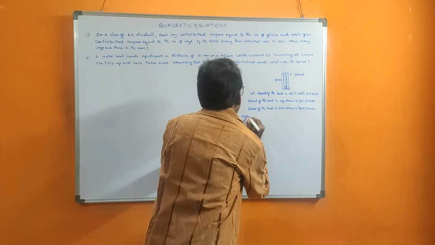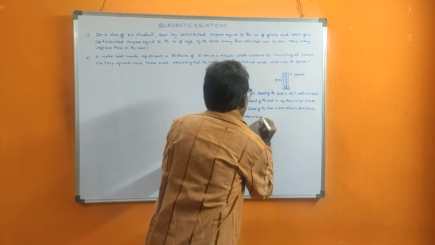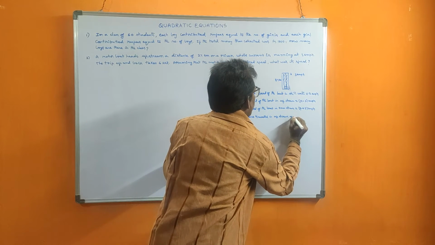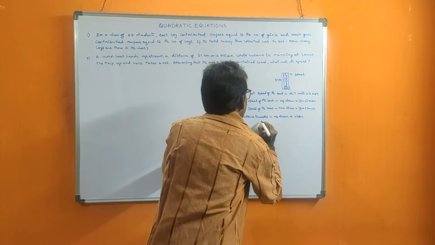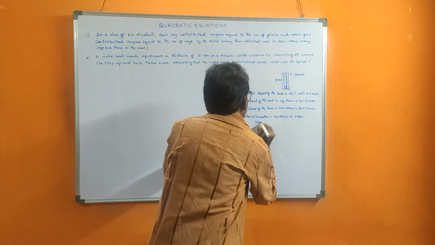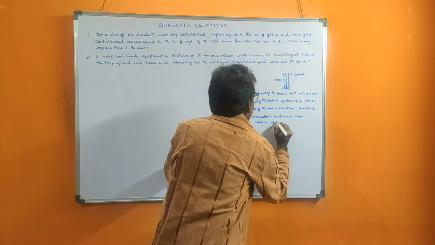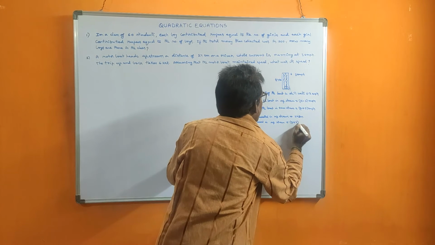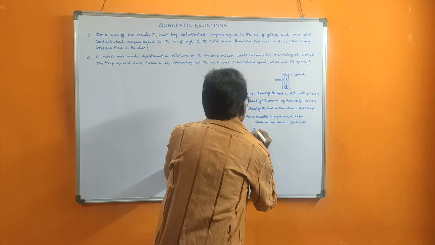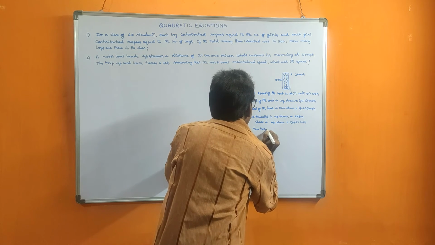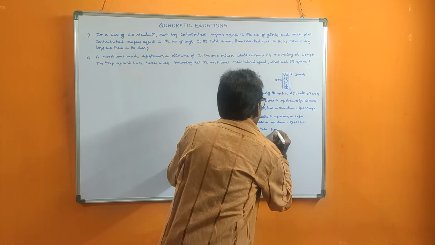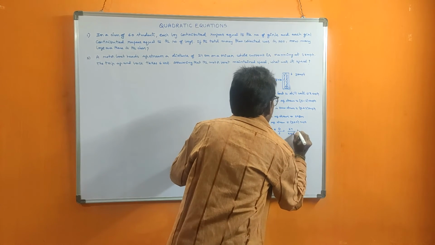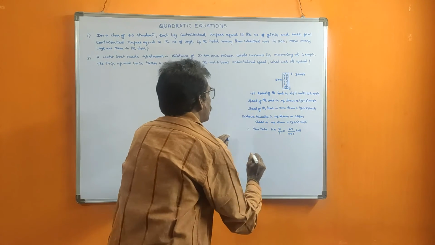So now, distance travelled in upstream is 24 kilometers. Speed in upstream is x minus 3 kmph. Therefore time taken: t is equal to distance by speed, that is, distance 24, speed x minus 3, hours.